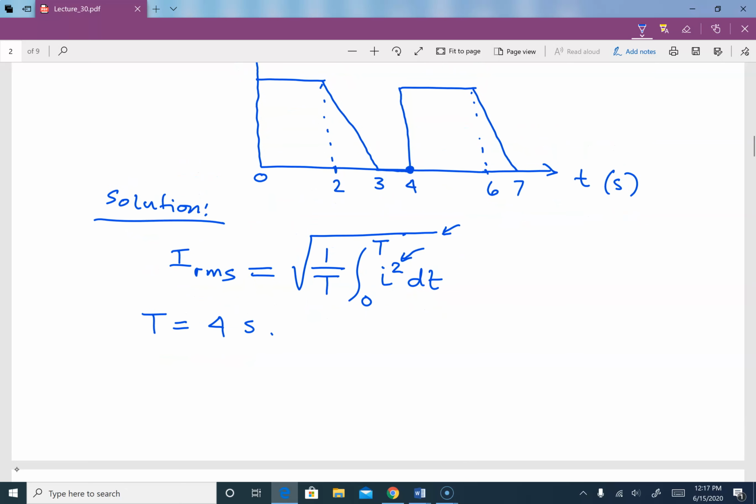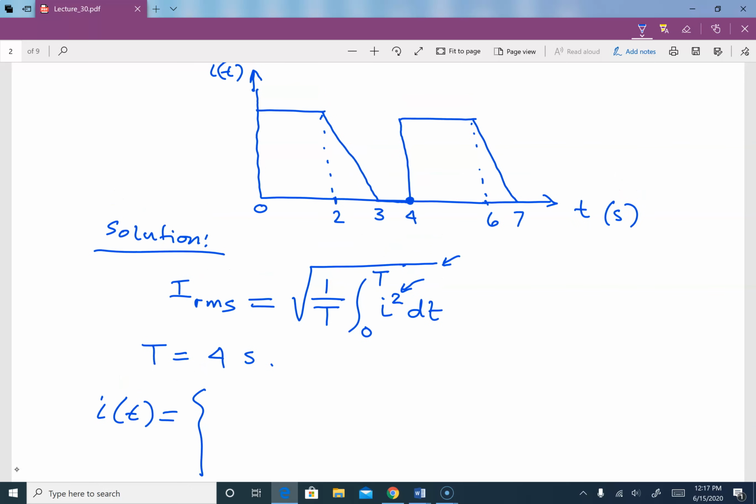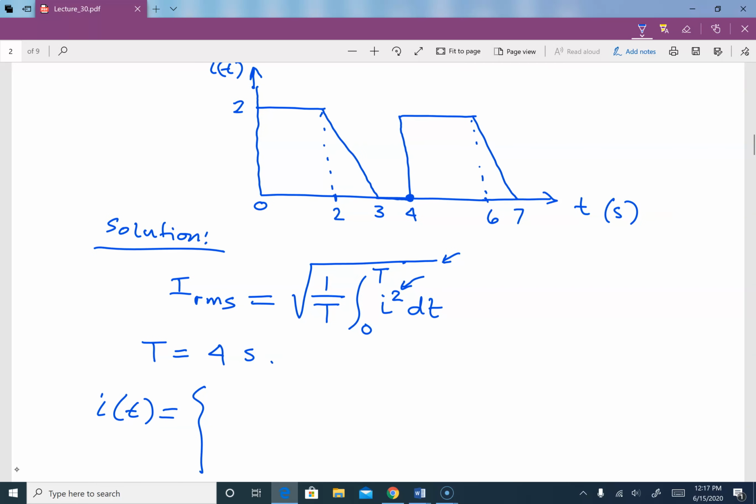So now we need to find our current. I of t is equal to, the first one, if you look at that, the value here is 2 in amperes. So from 0 to 2, the function is equal to 2. So that is t greater than 0 and less than 2. Then for t greater than 2 and less than 3, it is this line here, and that line is negative 2t plus 6.